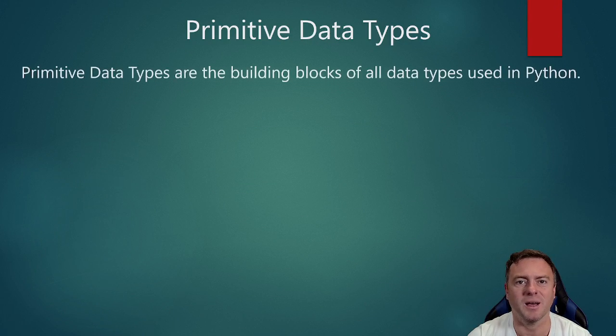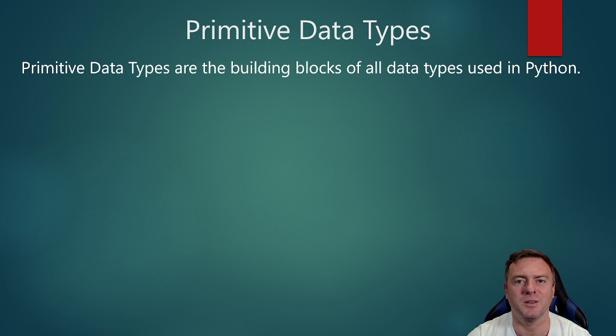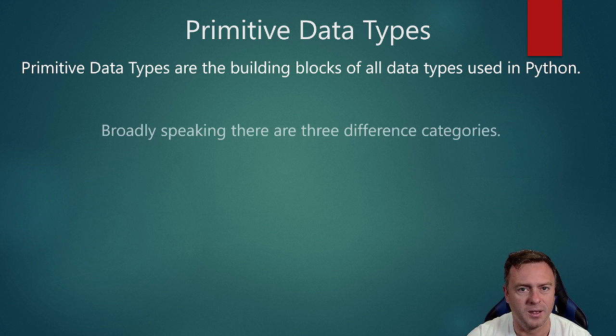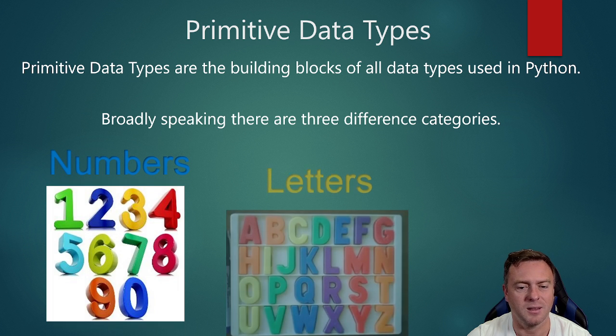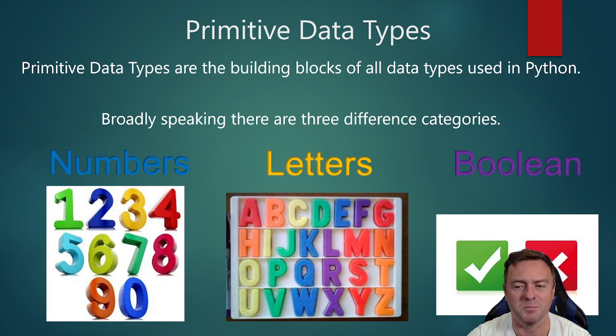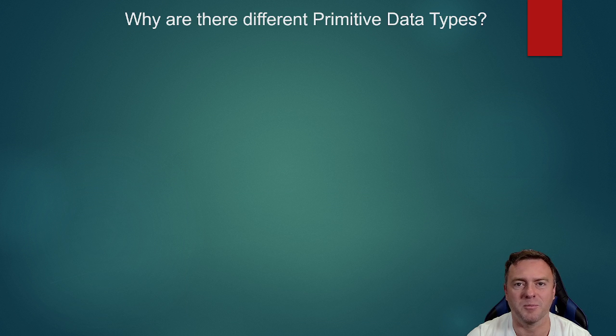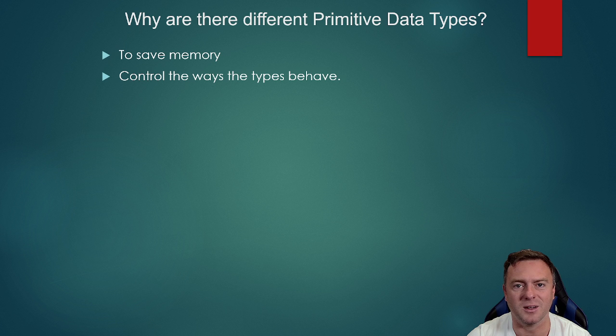So some of the primitive data types, they're all the building blocks that we use. And these are the data types that are going to be used inside of Python. So broadly speaking, there are 3 different categories. There's numbers, there's letters, and then finally there's booleans, so either true or false. So why are there different primitive data types? Well, they save memory, and that controls the way that the types behave.